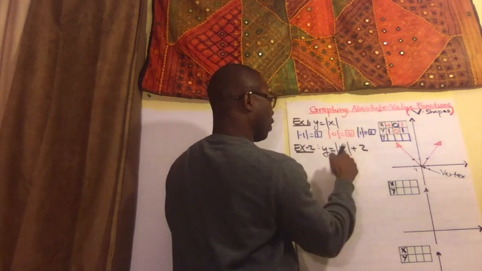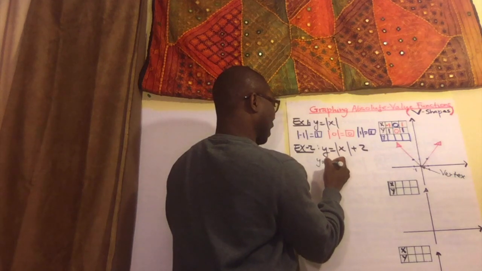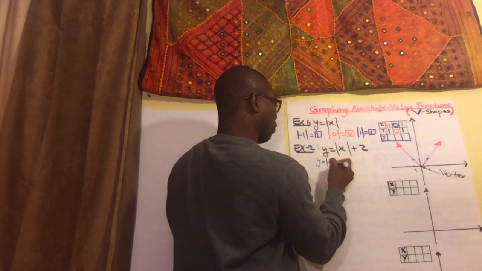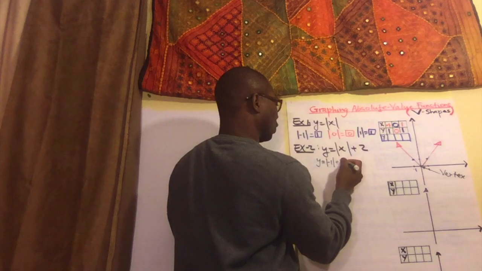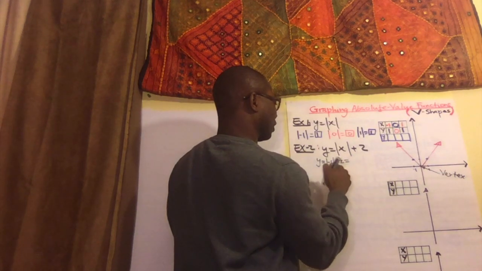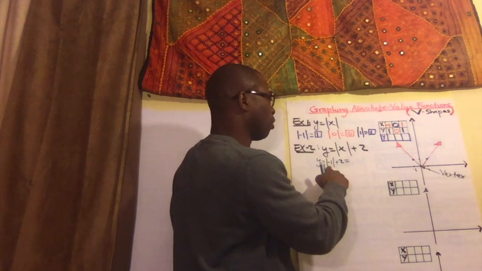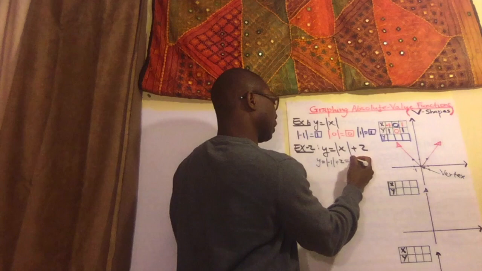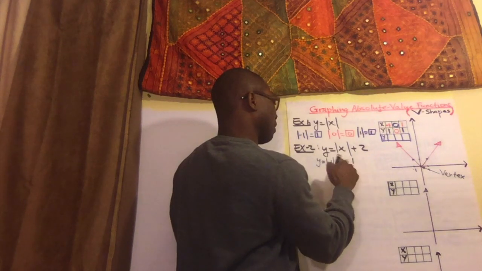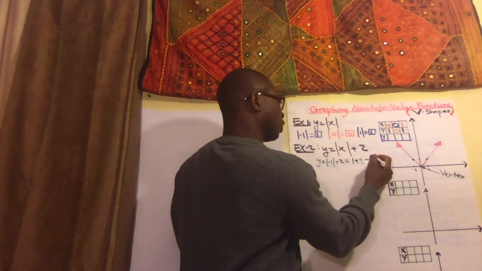Plug in negative 1 here. So y equals absolute value of negative 1, plus 2. Remember, when the negative 1 comes out of the shower, it comes out positive. So it's going to be positive 1 plus 2. What is 1 plus 2? That's 3.